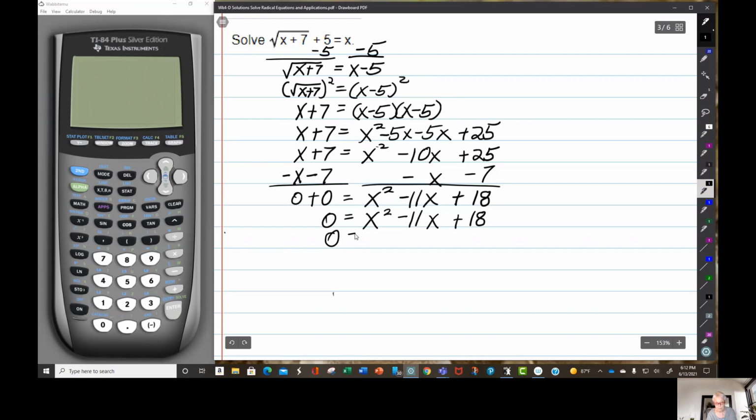Now, I've got a 1 leading coefficient, so I make empty parentheses. X. 18 equals negative 9 times negative 2, and negative 9 plus negative 2 is negative 11. So minus 9 and minus 2. So, yes, okay. So there are my factors. Negative 9 plus negative 2 is negative 11. Negative 9 times negative 2 is positive 18.